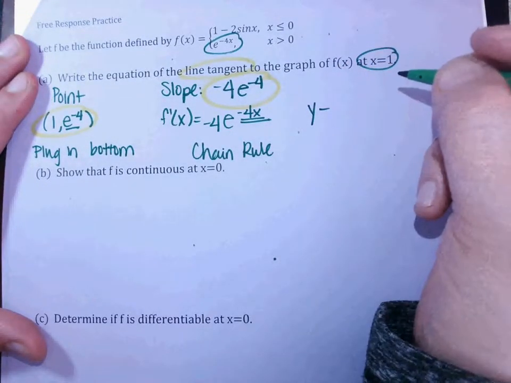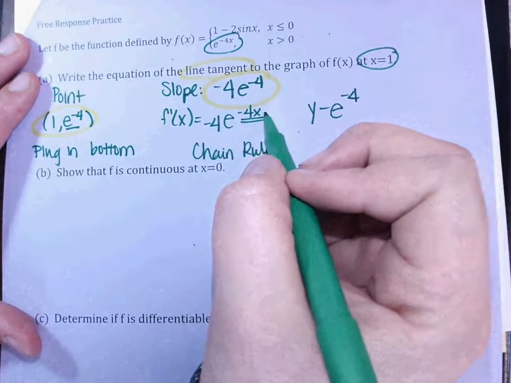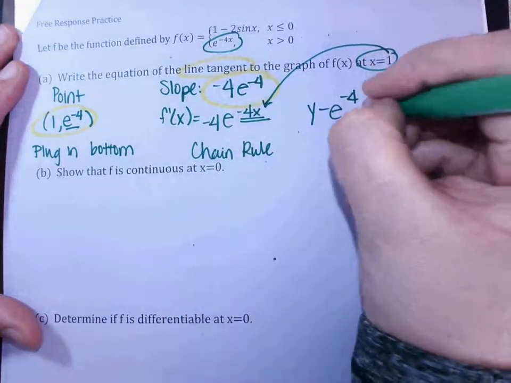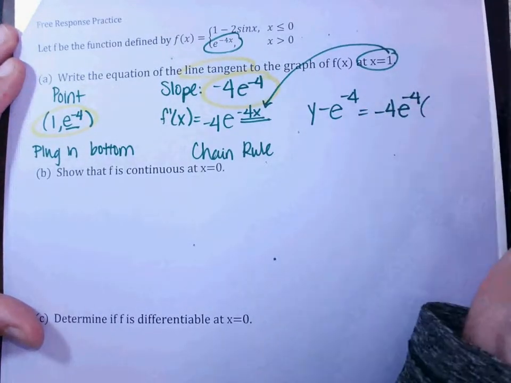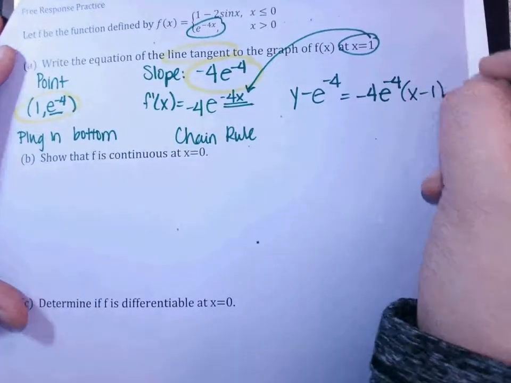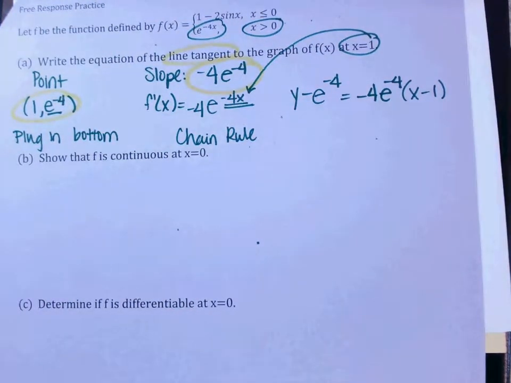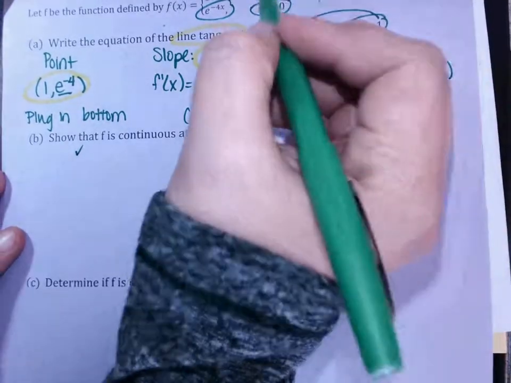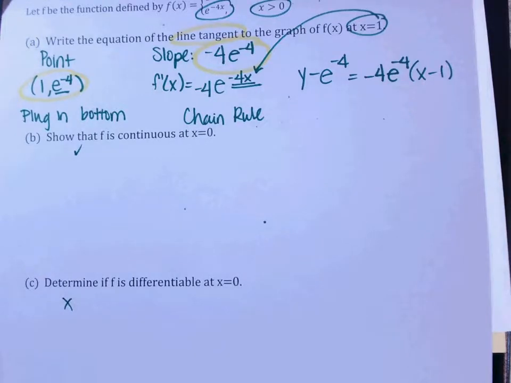Why did you on the slope do e to the negative 4 instead of negative 4x? Because I'm plugging in 1. You plug it into the bottom to find the slope because 1 is considered greater than 0. That's why you would use the bottom, correct? And then for B and C, if you decide to check it, it is continuous and differentiable. If you plugged in 0 on top and on bottom, it should not be differentiable. But you can check those.